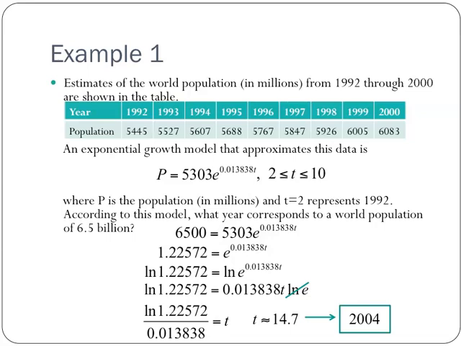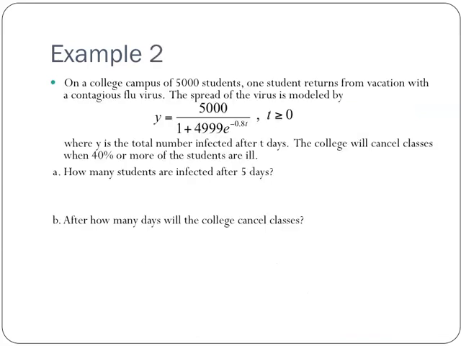Let's look at example 2. On a college campus of 5,000 students, one student returns from vacation with a contagious flu virus. The spread of the virus is modeled by the following equation, where y is the total number infected after t days. The college will cancel classes when 40% or more of the students are ill. Part A, how many students are infected after 5 days? And then part B, after how many days will the college cancel classes?